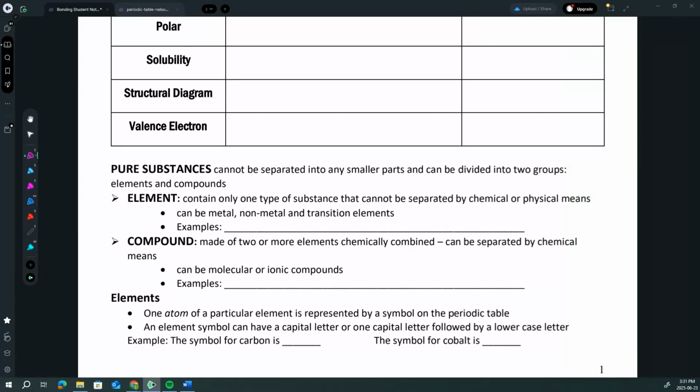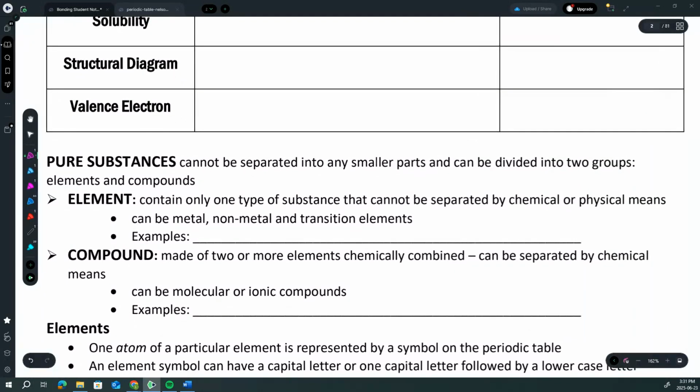Now, what is an element? An element contains only one type of substance that cannot be separated by chemical or physical means. So elements can be metal, non-metal, they can be transition elements, so on and so forth. Because this is a definition, we're going to want to highlight this.